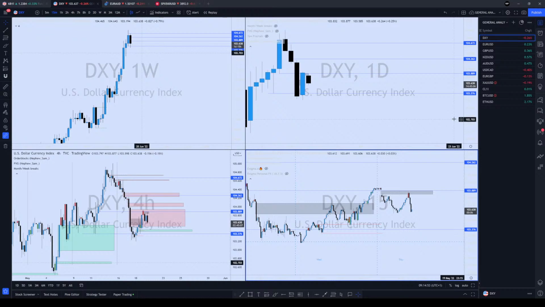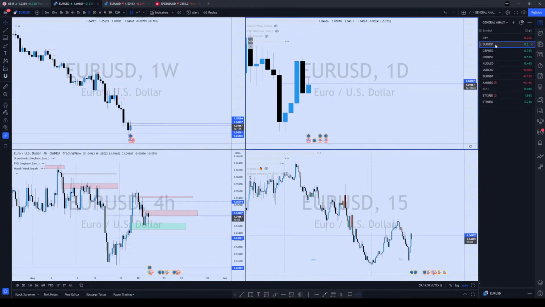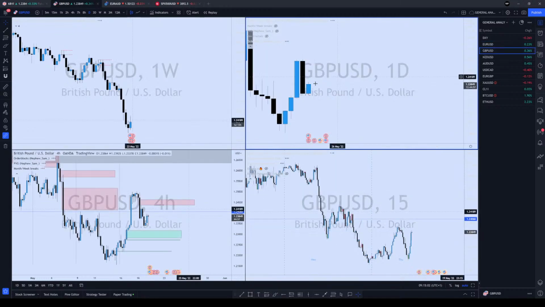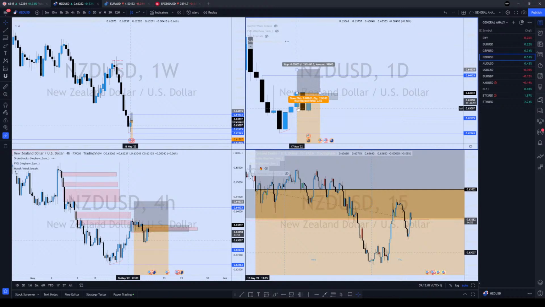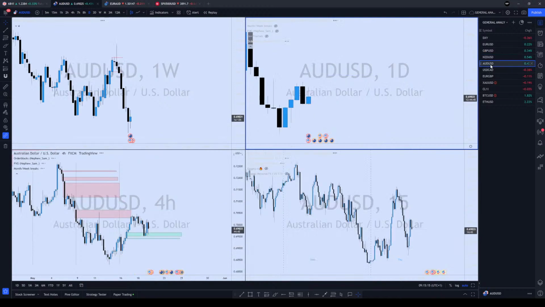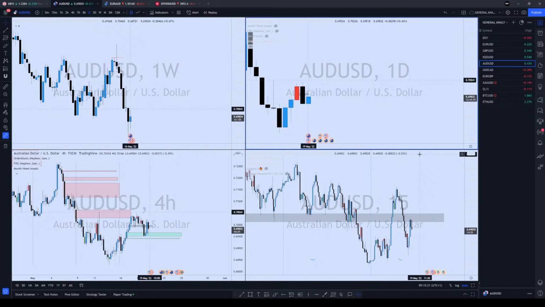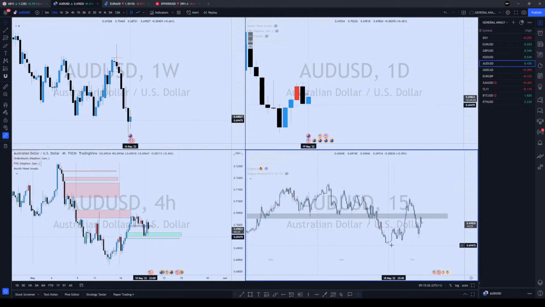So pretty much we had euro melt down yesterday, and then we had pound also melt down. New Zealand rejected. We actually took a partial profit on New Zealand yesterday, and Aussie as well. We are looking for continuation to the downside, so fingers crossed. At least for now, I think we need to come back and clear out this low here. Today started, and then they rallied up.